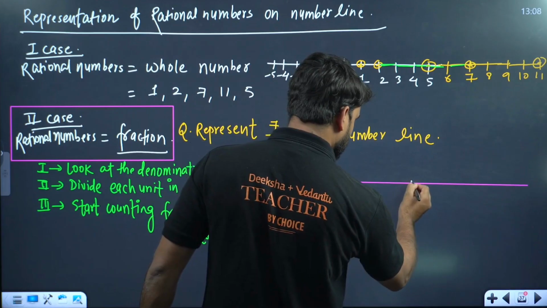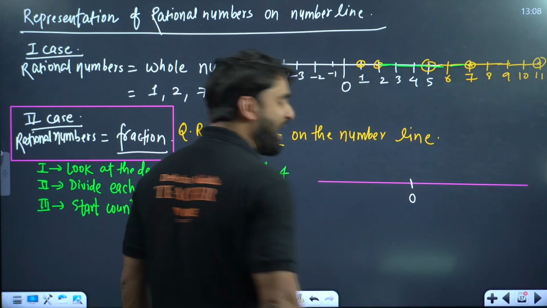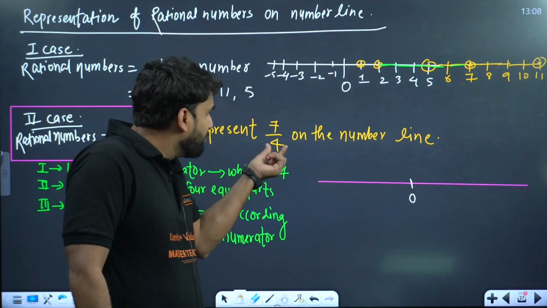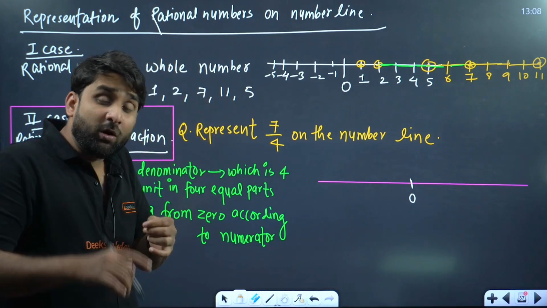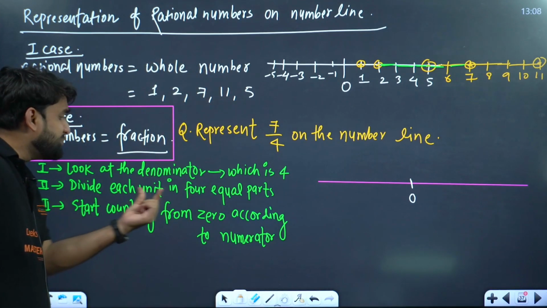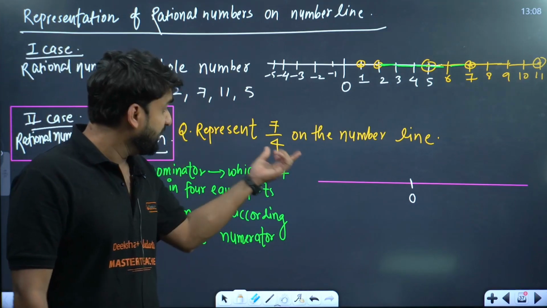This will be the 0. Now look, what is the first point? Look at the denominator. Denominator is 4. And what we have to do with the denominator? We have to divide each unit in 4 equal parts, because denominator is 4.